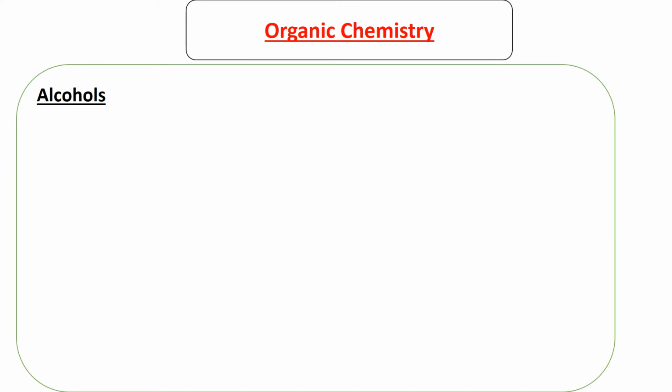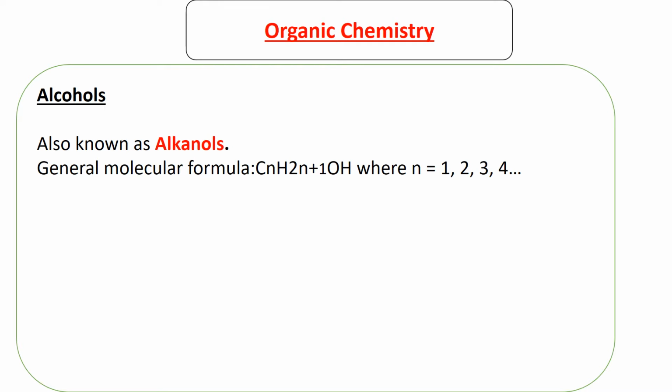So alcohols are also called alkanols. Their general molecular formula is CnH2n+1OH, which simply means if you have, for example, 10 carbon atoms, then the number of hydrogen atoms you're going to have is 2 times 10 plus 1. So 2 times 10 is 20 plus 1, 21. So you're going to have C10H21, and then you add OH. So n can be numbers 1, 2, 3, 4, just like that.